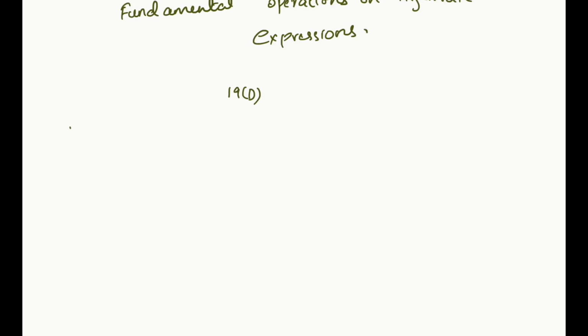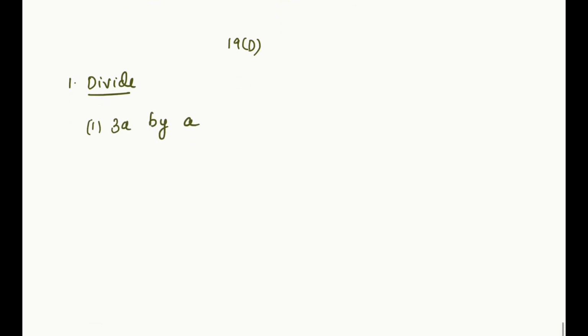The first main question, divide 3a by a. How do we do it? I can cancel a and a. A divided by a will be 1. You know that any number divided by the same number gives the answer 1. So same thing we are using here. A divided by a is 1, so 3a divided by a is 3.